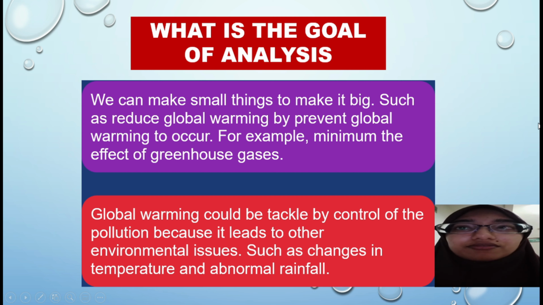What is the goal of analysis? First, we can make small things to make it big, such as reducing global warming by preventing global warming from occurring. For example, minimizing the effect of greenhouse gases. Second, global warming could be tackled by controlling pollution because it leads to other environmental issues, such as changes in temperature and abnormal rainfall.